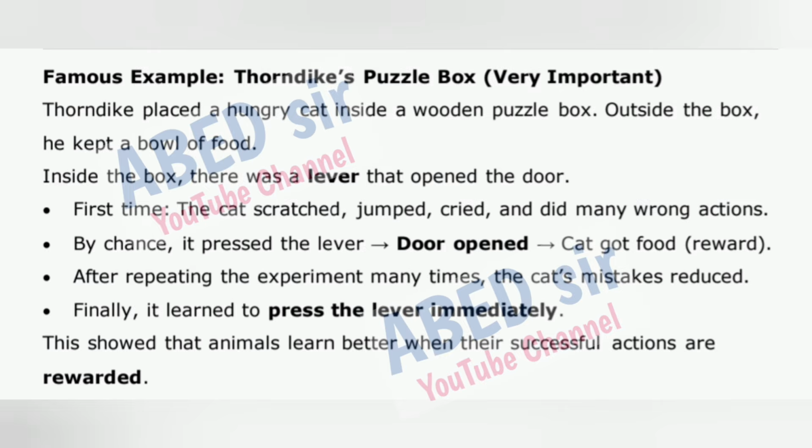Thorndike placed a hungry cat inside a wooden puzzle box. Outside the box, he kept a ball of food. Inside the box, there was a lever that opened the door. First time, the cat scratched, jumped, cried, and did many wrong actions. By chance, it pressed the lever, the door opened, and the cat got food, its reward. After repeating the experiment many times, the cat's mistakes reduced. Finally, it learned to press the lever immediately. This showed that animals learn better when their successful actions are rewarded.